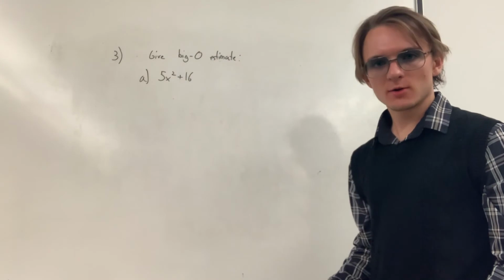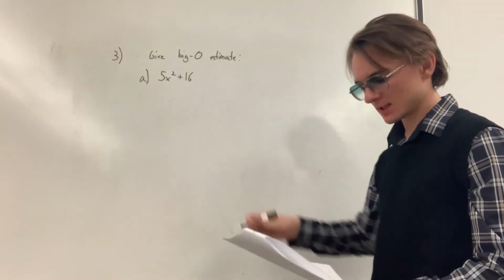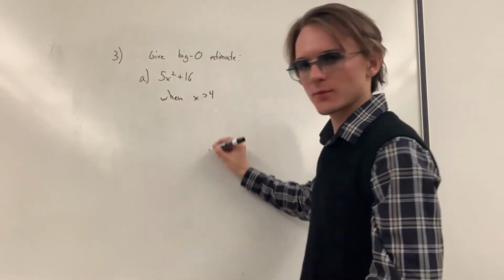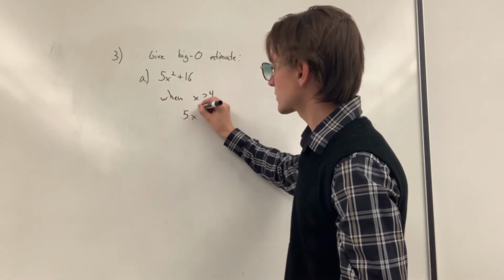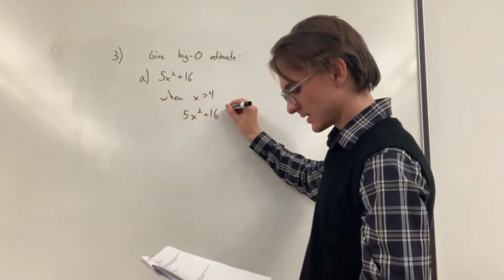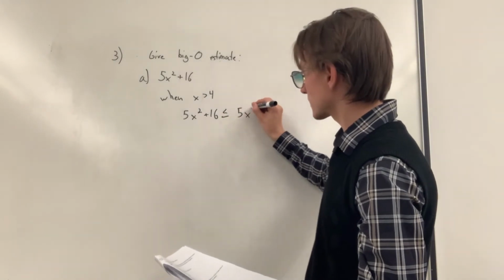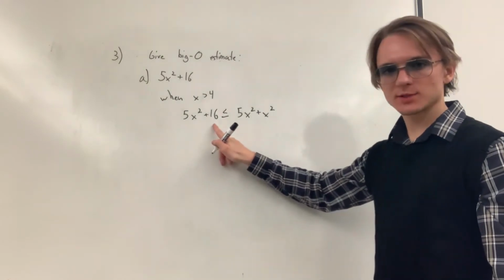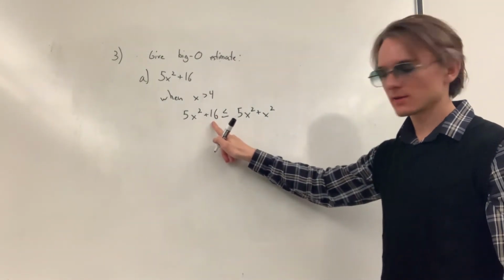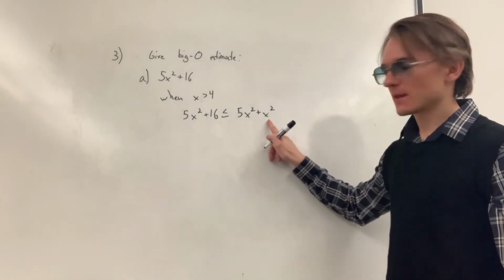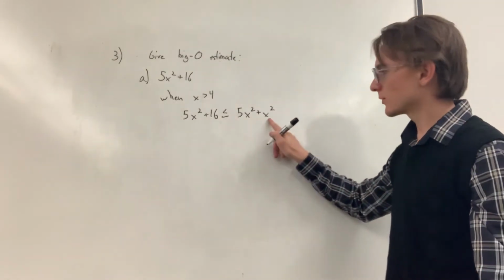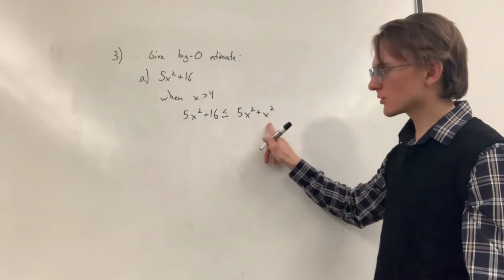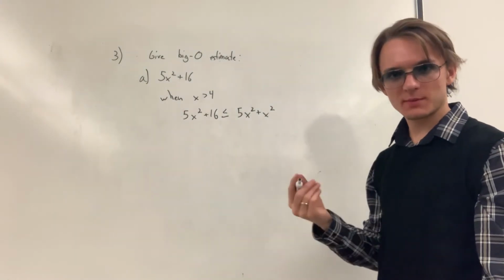Let's give a big O estimate. We have the following: 5x squared plus 16. Now, when x is greater than 4, we have the following. We have that 5x squared plus 16 is less than or equal to 5x squared plus x squared. We increase the growth rate of one of the elements within 5x squared plus 16, the 16, to match the growth rate of 5x squared, so we essentially turn the 16 into x squared. And obviously this holds true because x squared grows more quickly than 16, that being a constant.